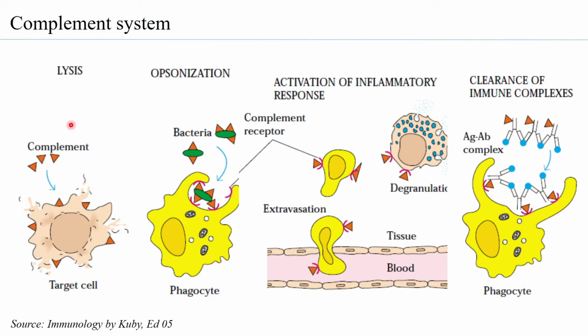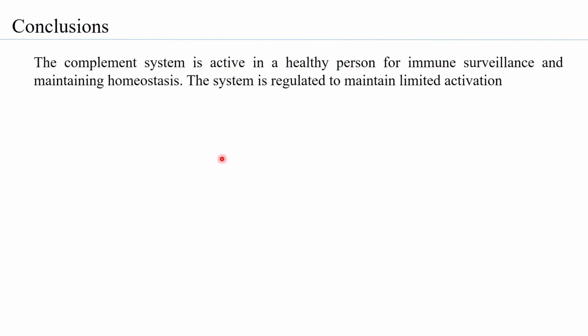Therefore, as you can see, lysis, opsonization, inflammatory response, and clearance of immune complexes all point to one thing, and that is elimination of the foreign particulate matter. So let us conclude. The complement system is active in a healthy person just for immune surveillance. That is, they keep going around looking for foreign particulate matter, and they maintain homeostasis. The system is regulated to maintain limited activation during physiological conditions.